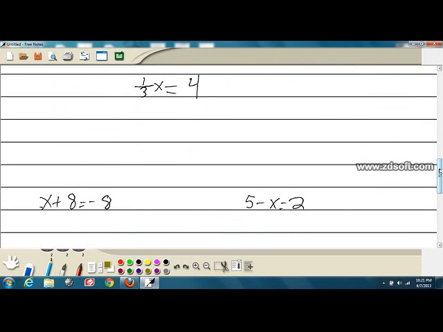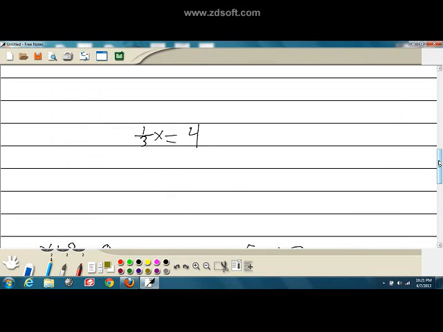We have 1/3 x is equal to 4. So now 1/3 x. Alright, cool. So 1/3 x again means 1/3 times x, and this is the same thing as saying x divided by 3. Okay, so we're going to do this two ways. Let's just do it this way first.